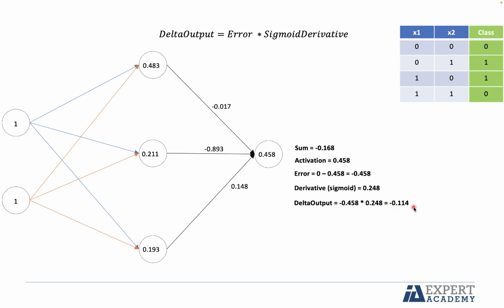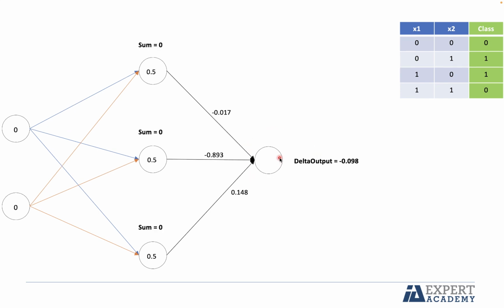I encourage you to pause the video if you want to check the values in detail. This is the first part of the calculations. Now we have the delta values considering the output layer. Now we can move on to the calculations regarding each one of the neurons in the hidden layer.